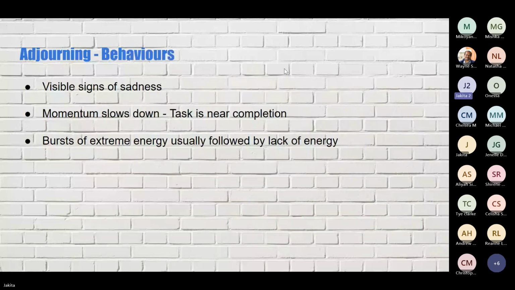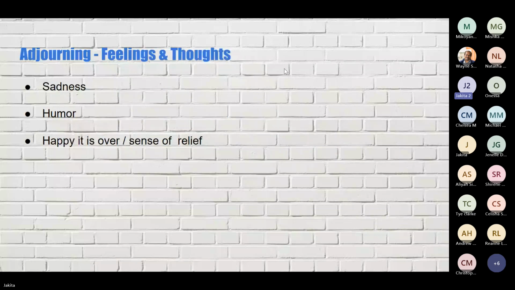So in terms of behaviors, there will be signs of visible sadness because this is the end of this particular group. It may not need to go on any further. Momentum may slow down because the task is near completion, and there will be a burst of extreme energy, usually followed by a lack of energy after the task is completed. In terms of feelings and thoughts, sadness, as I mentioned before, there will be humor because at this time you get to know each other's personality, and happiness. And of course, because you're coming to the end of it, you will feel a sense of relief.